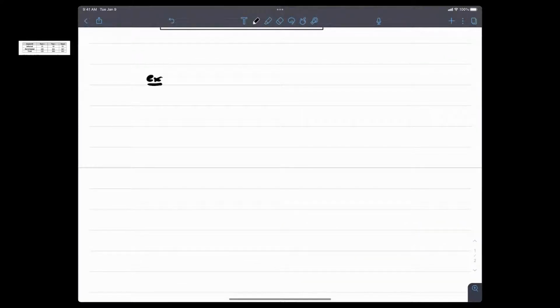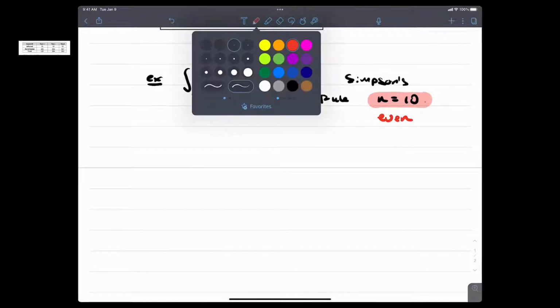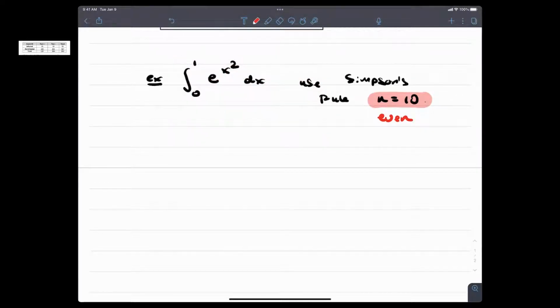Here's an example. They're going to want you to integrate from 0 to 1, e to the x squared power dx. And they'll say use Simpson's rule with n equals 10, okay? Notice what you must have is an even number of partitions. That's the assumption. So they're really asking for this question. They're going to say, what is S10?